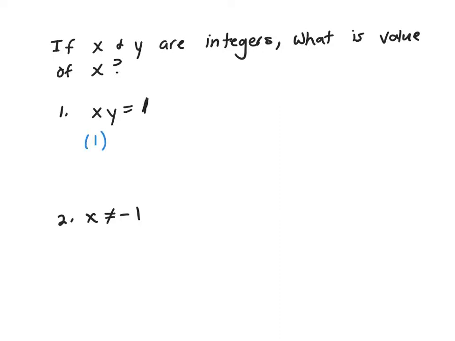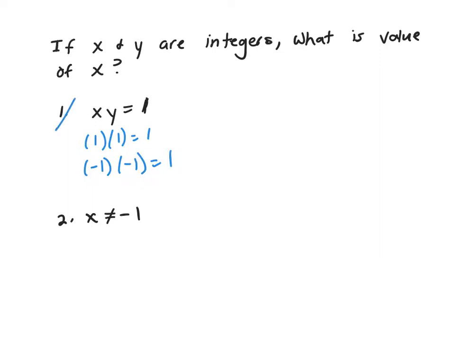x is 1 and y is 1, or x is -1 and y is -1. That gives you +1. But clue 1 doesn't work because x might be a 1 or x might be a -1, so that doesn't work by itself.